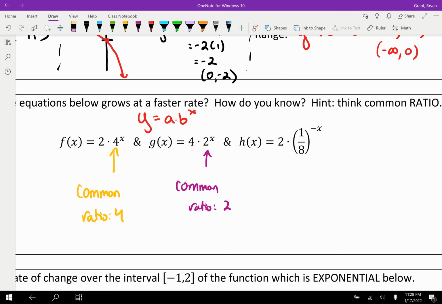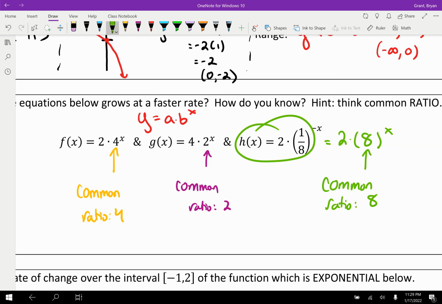Oh, but wait. Look at that negative exponent. I think this is actually a different equation in disguise. If I use the negative exponent on the fraction, it just reciprocates the fraction and gives us 8 instead of 1/8. And so in fact, when we write this exponential equation in our common form with a positive power, we can see that our common ratio is actually 8. So which function grows the fastest? That's right, h of x.